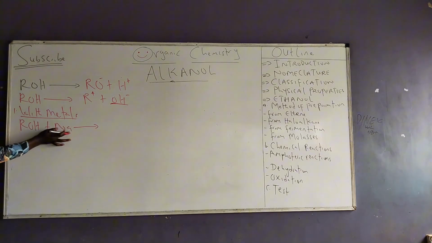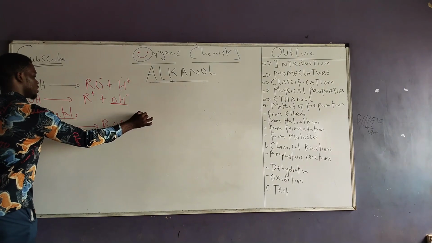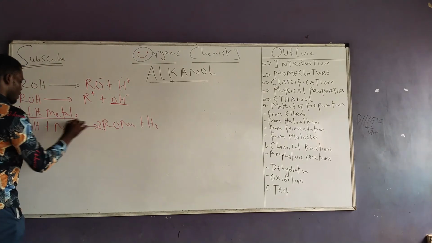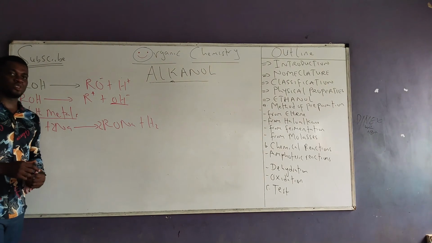What will it give us? Check this, Na. All it just needs is this hydrogen. Na will replace this hydrogen, to displace the hydrogen from this position. What do I have? We have RONa plus H2 gas. This is a typical reaction that alkanols have the ability to undergo.